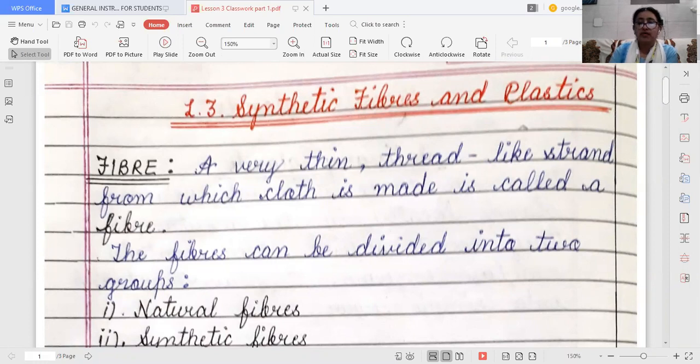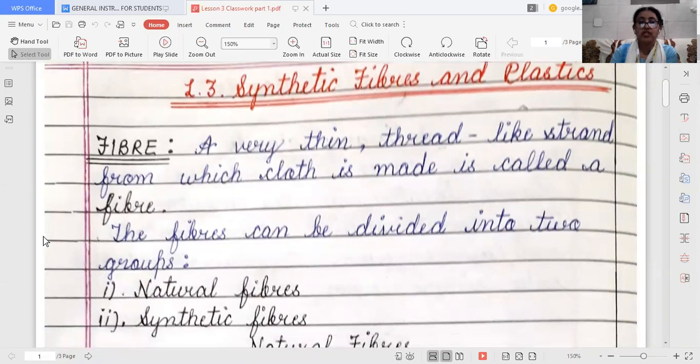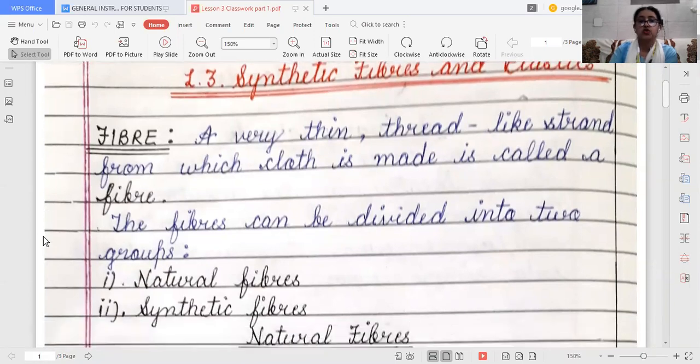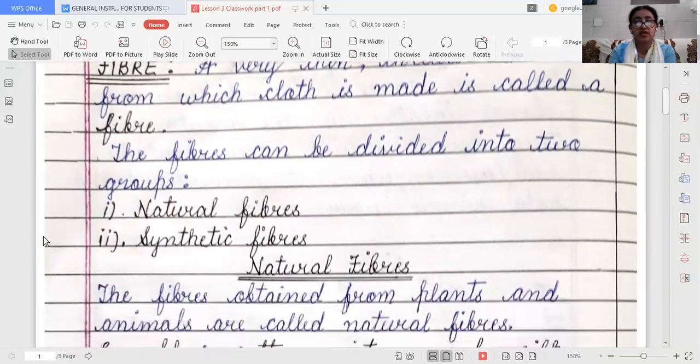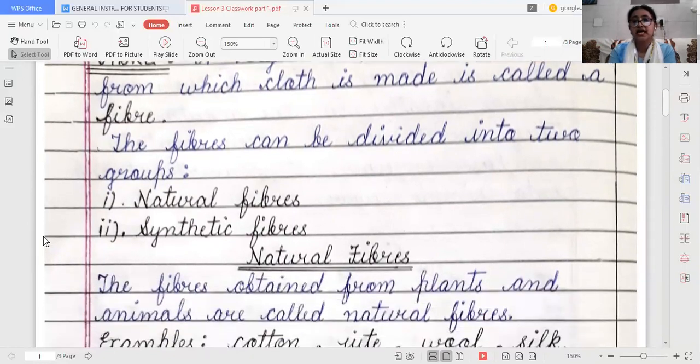Fiber is a very thin, thread-like structure or strand from which cloth is made. A thin, thread-like structure from which cloth is made is known as fiber. Now, fibers can be classified or divided into two groups. One is natural fibers, second is synthetic fibers.